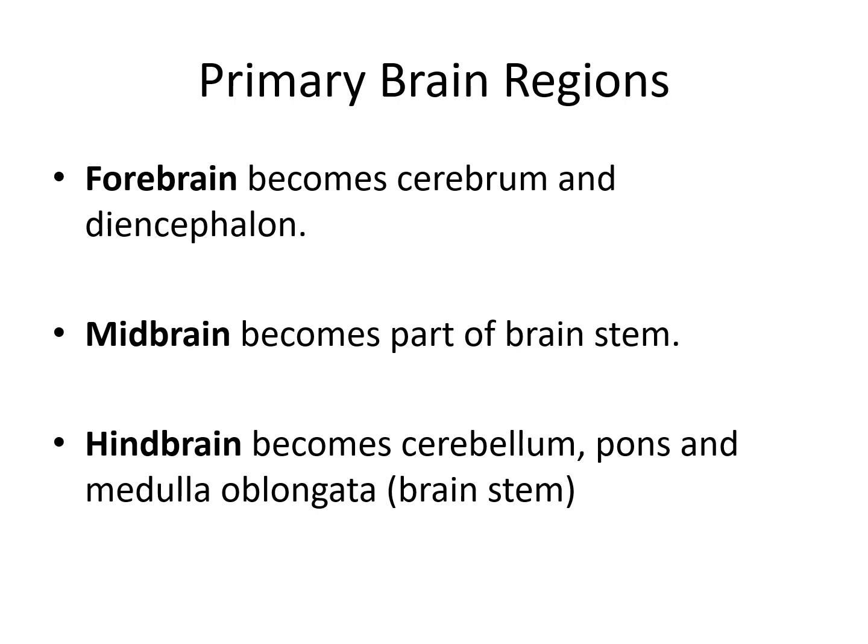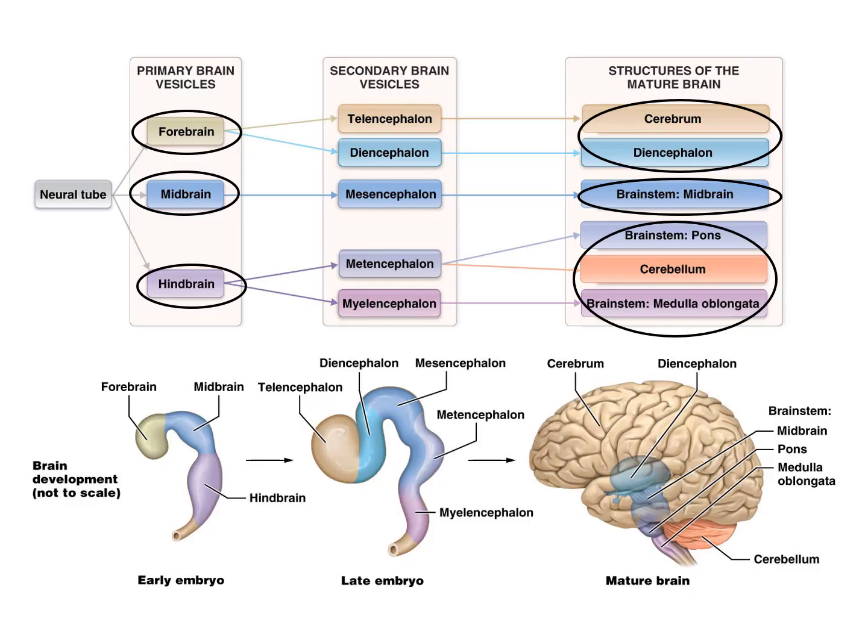Now in the figure, we see these three regions and how they develop into the mature structures of the brain. For now, don't worry about these secondary brain vesicles, as if you take a more advanced neuroanatomy course, you'll learn about these developmental regions.